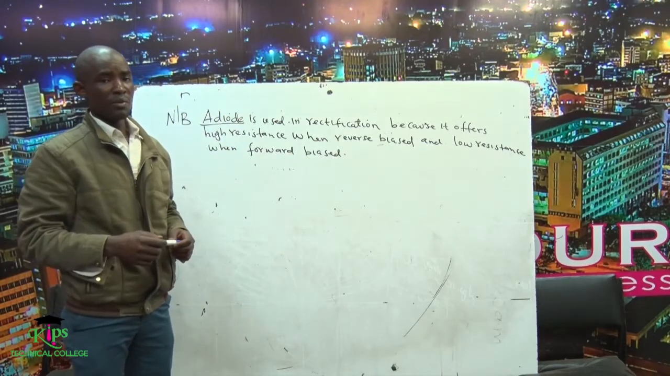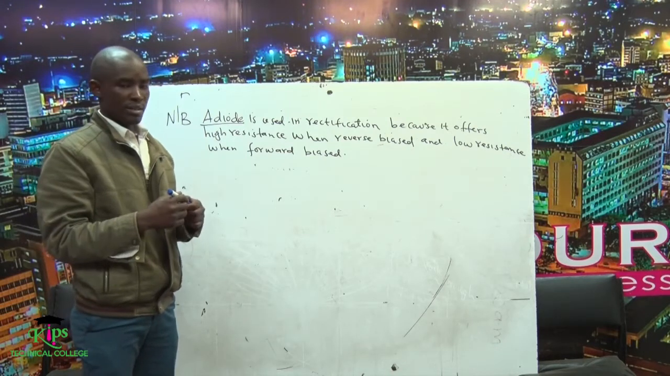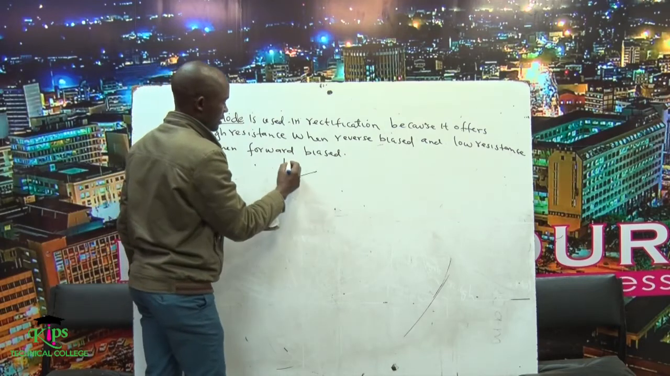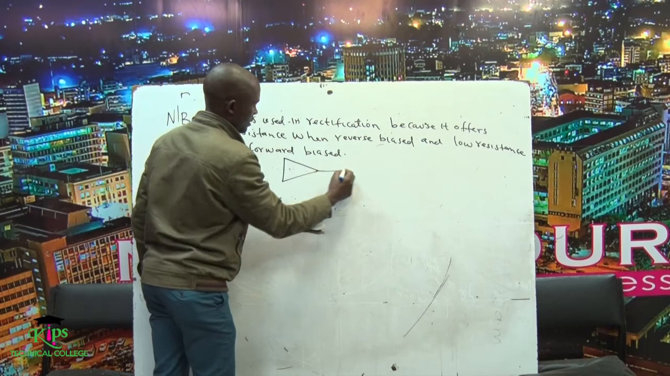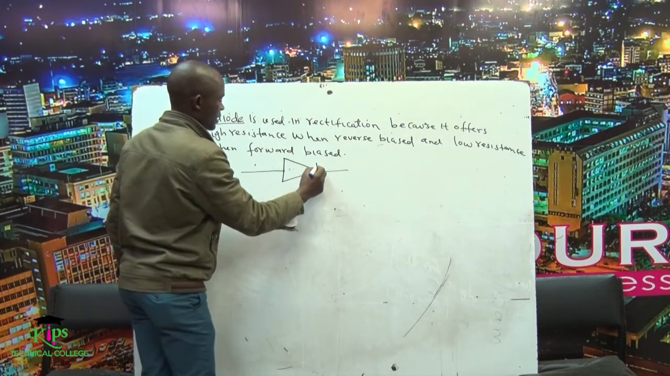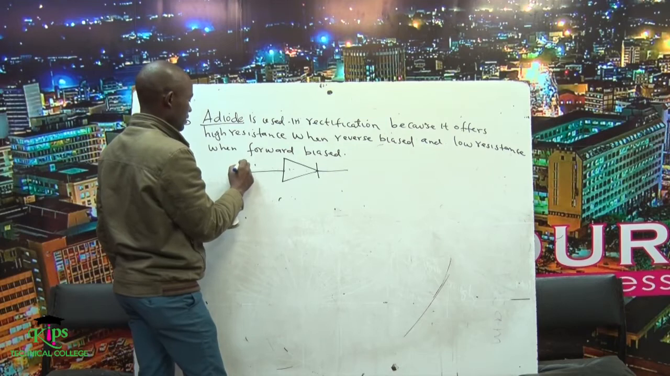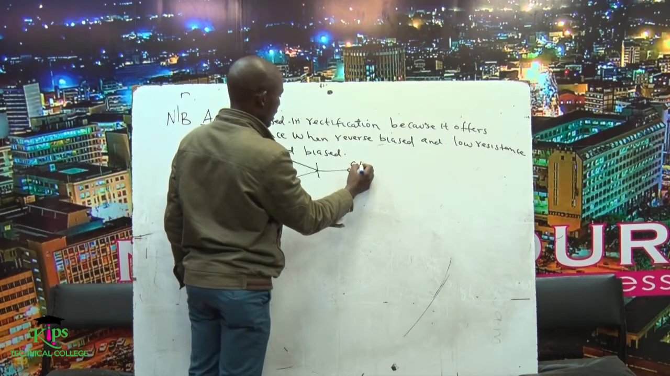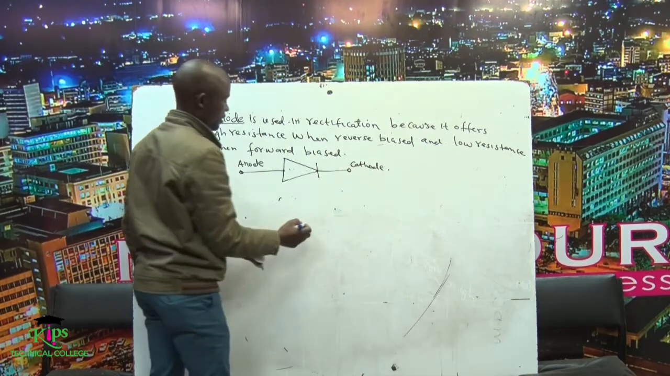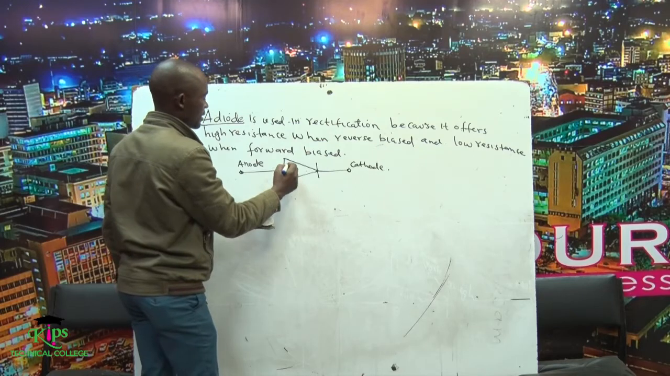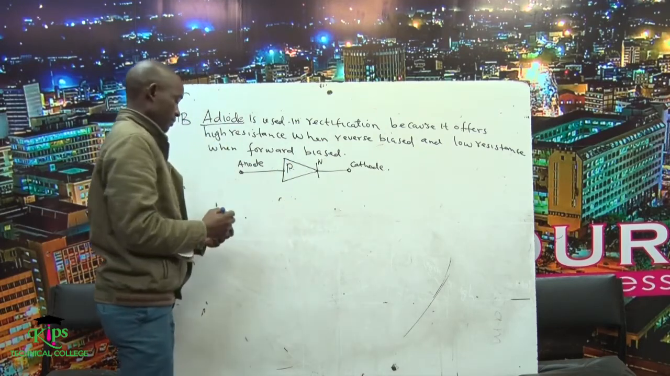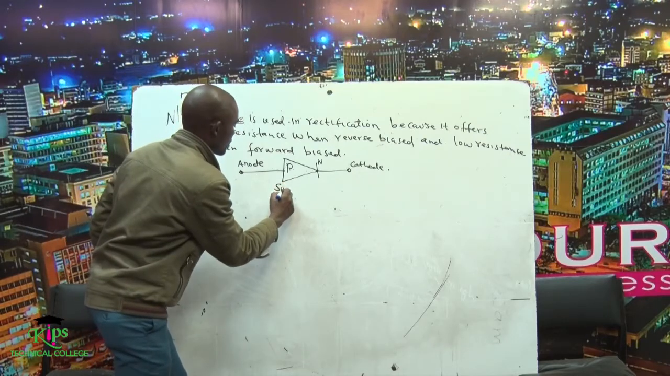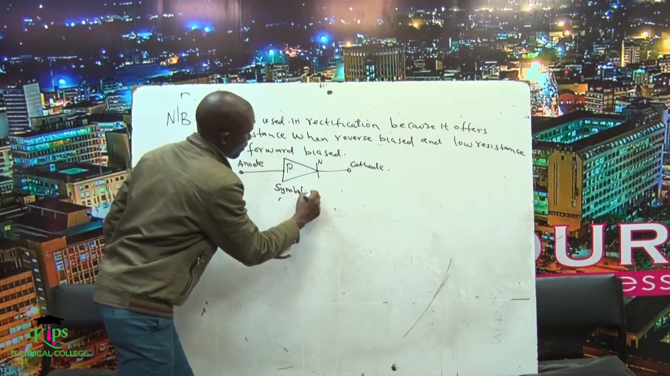Remember, when we were dealing with the PN junction, we said an example of a PN junction is a diode. Remember, the symbol of a diode takes the shape of a triangle like this, where this is the anode and this is the cathode. Probably you can say this is the P side and this is the N side. So that is the symbol of a diode.